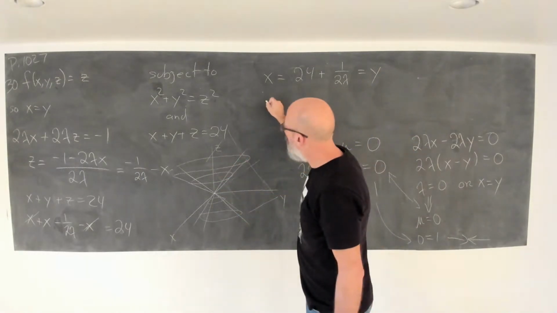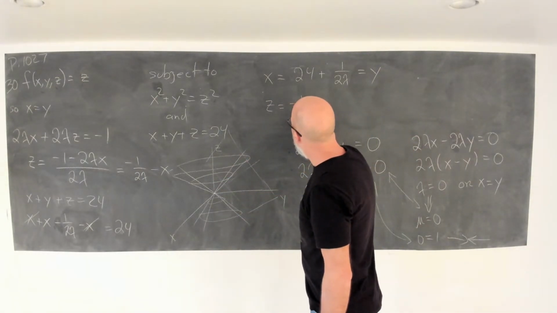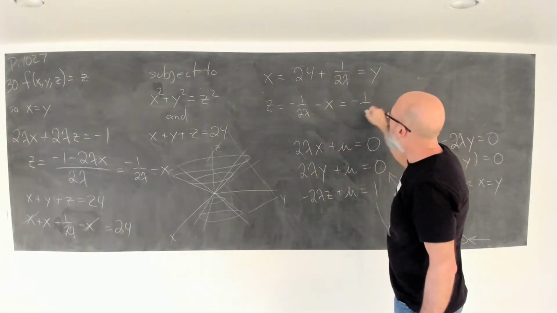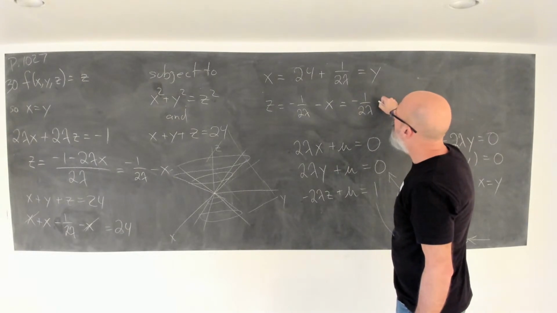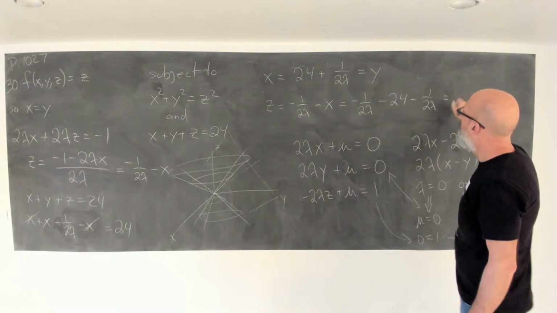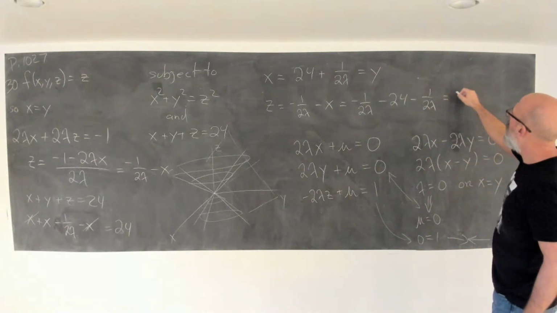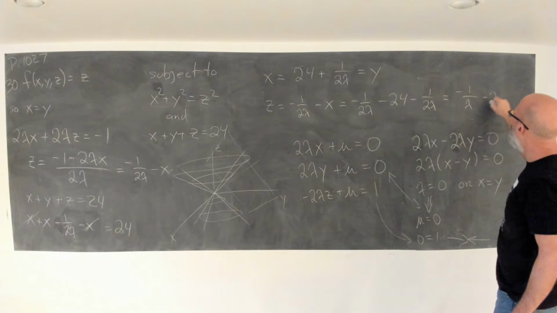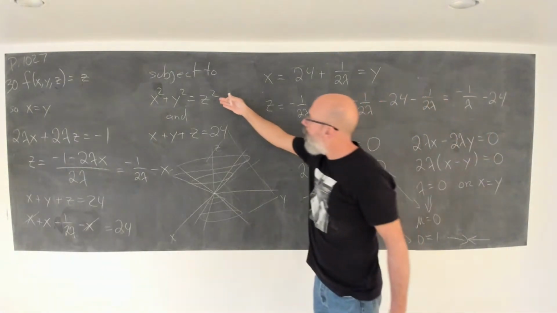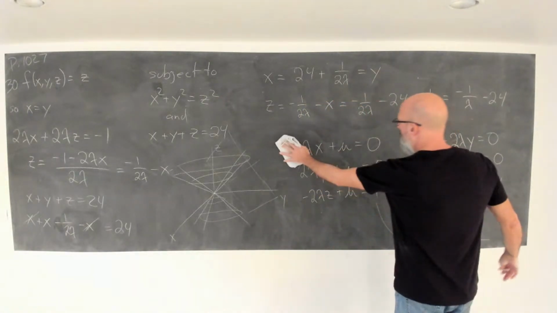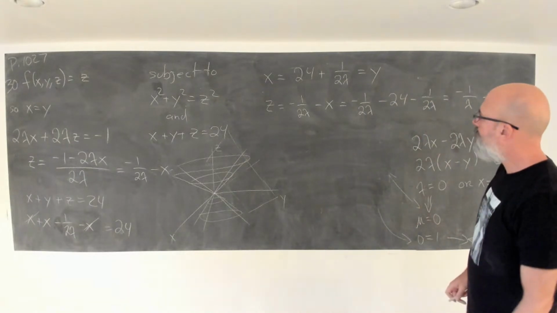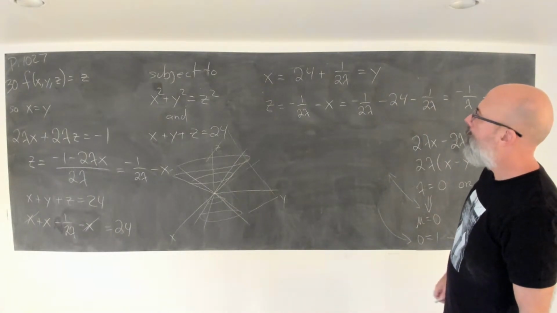And z, which is minus 1 over 2 lambda minus x, so minus 1 over 2 lambda minus 24 minus 1 over 2 lambda. So that is minus 1 over lambda minus 24. And plug all of those in to there. We're almost done.